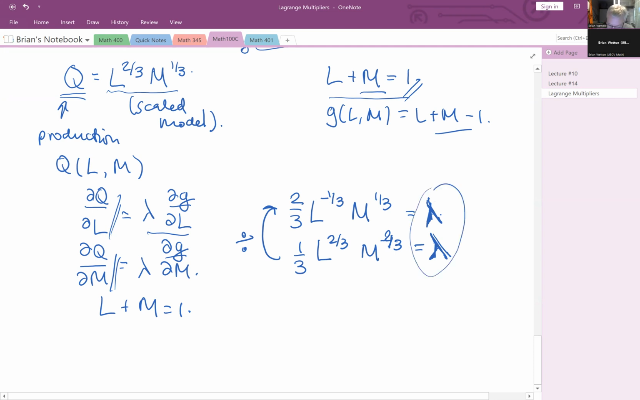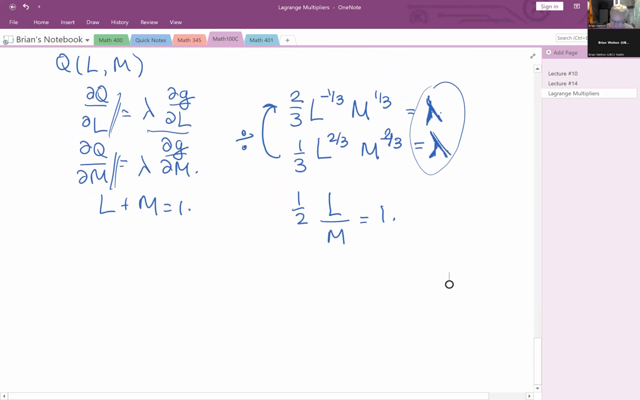Okay, and so what happens is I get 1/3 divided by 2/3, that's a half. Get L to the 2/3 divided by L to the minus 1/3. Oh, that's kind of convenient. That's L. And then I get M to the minus 2/3 divided by M to the 1/3. That's M to the minus 1. And the lambda divided by lambda is 1. That's why I did that. Okay, and so I get L is going to be 2 times M. But then if L plus M is 1, then I get 3M is equal to 1. That tells me that M is equal to 1/3 and L is equal to 2/3.